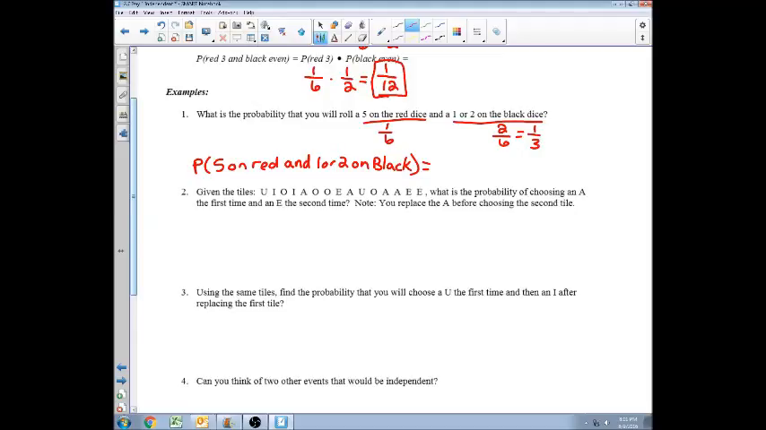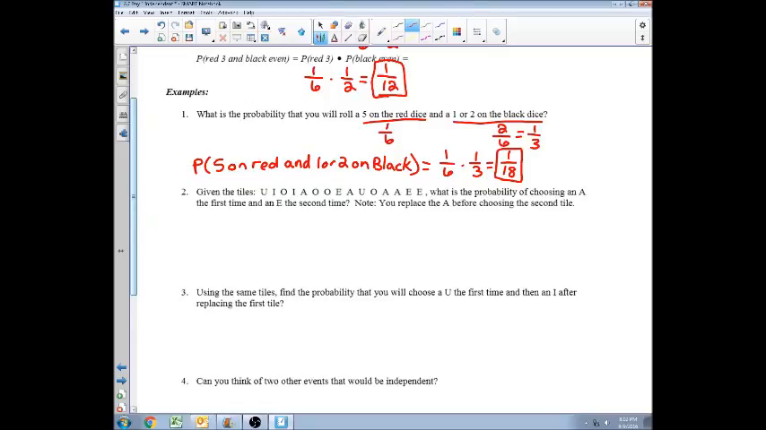So the probability of a 5 on a red and a 1 or 2 on the black is 1 over 6 times 1 over 3. 1 times 1 is 1. 6 times 3 is 18. So the probability of both events occurring is 1 out of 18.